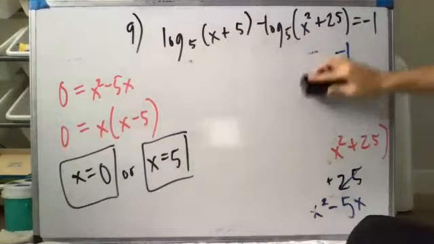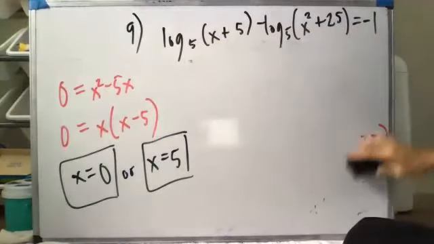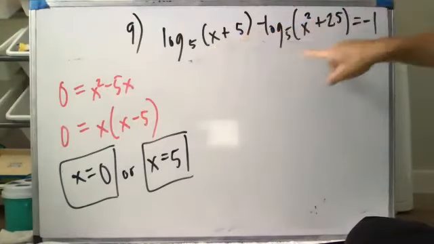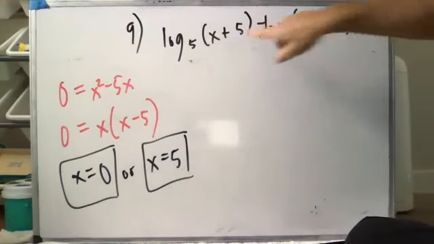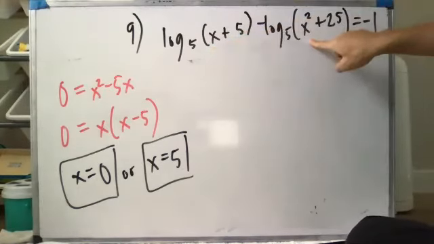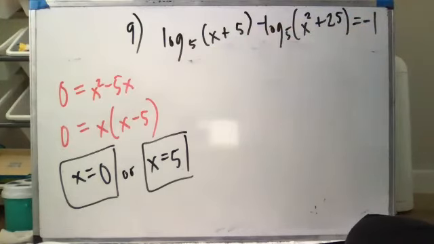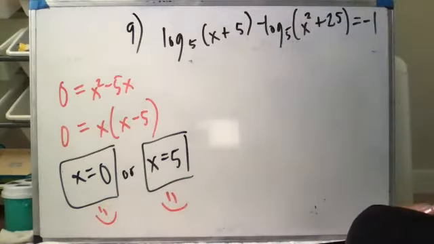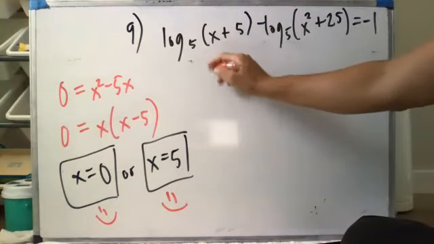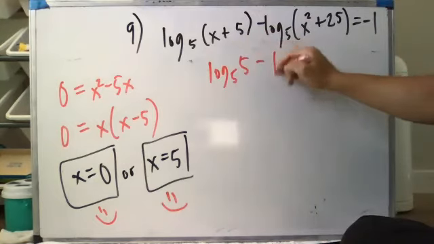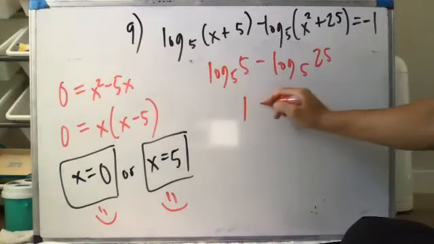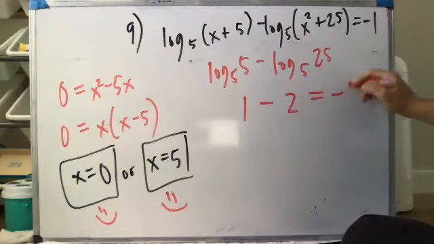Okay, I don't see any issues happening, because if I plug in 0, this is going to be positive 5 inside, and positive 25. If I plug in 5, it's going to be 10, and 50. So it looks fine to me. Both of these are solutions. Just to be absolutely sure, let's see what those numbers come out to be. If I plug in 0, it's log base 5 of 5 minus log base 5 of 25. Log base 5 of 5 is equal to 1, log base 5 of 25 is equal to 2. So 1 minus 2 is equal to negative 1, and that checks out.